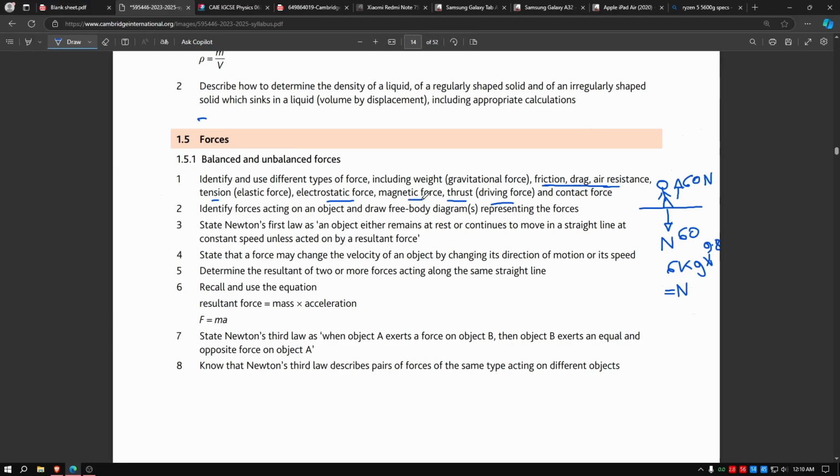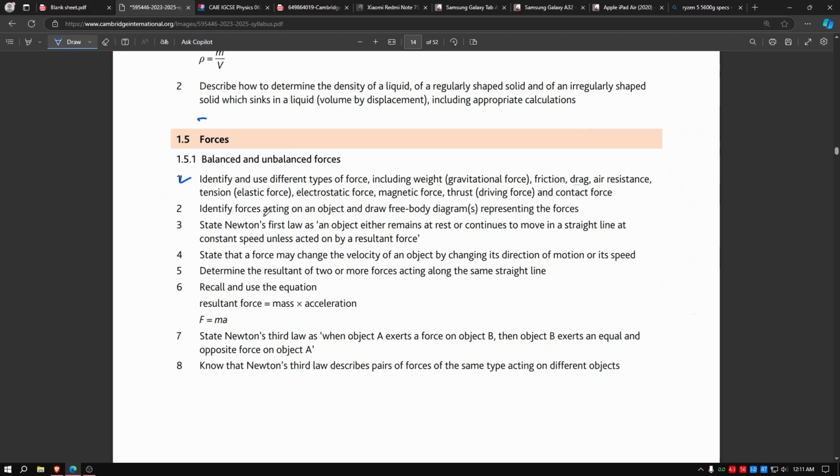Magnetic force is understandable. And driving force is the force that keeps things moving. And contact force is your weight, the opposite force, and whatnot. The force provided by your legs to keep your body from sinking to the ground. Okay, so point one done.